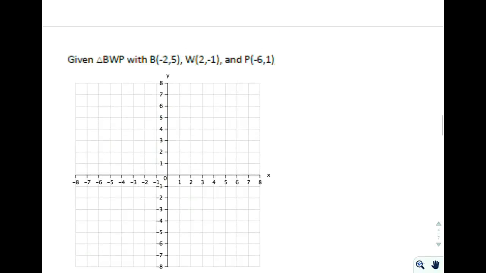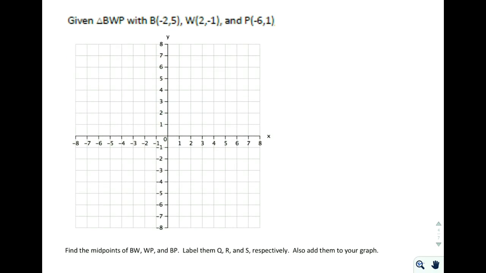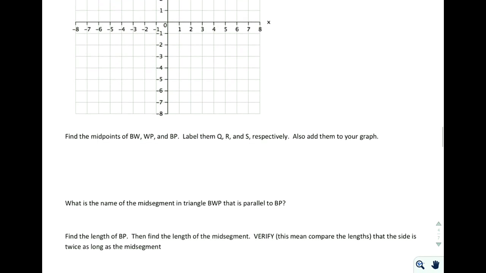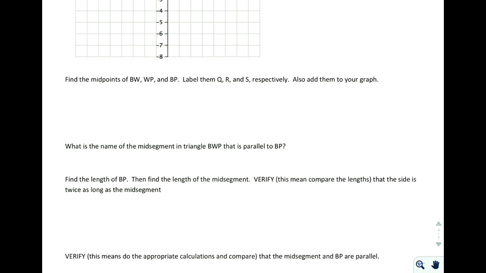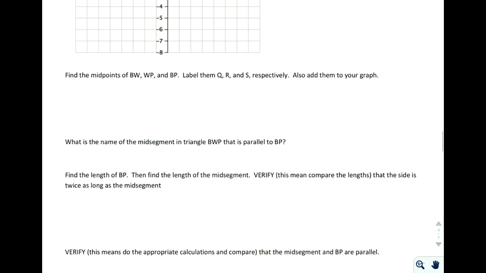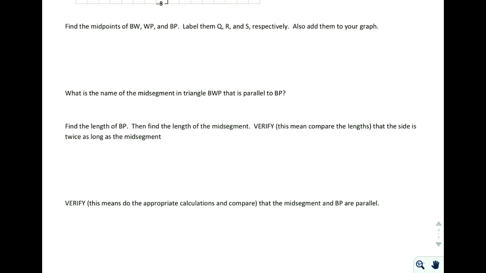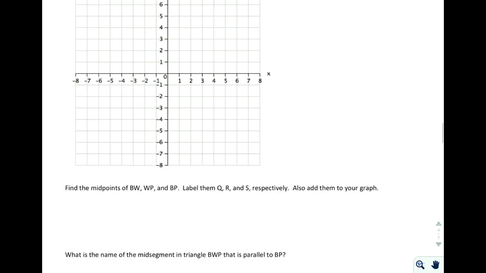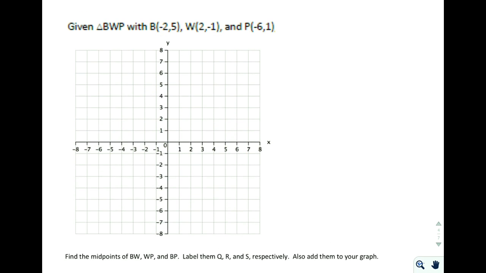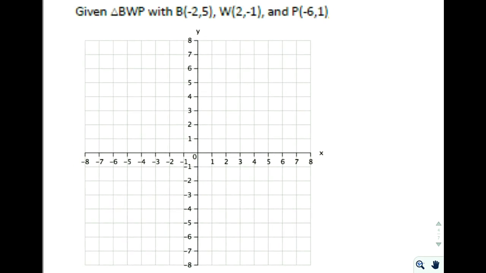We're starting up on the fourth page of this practice test here, and we are given a triangle and its coordinates. The things we're going to be asked to do is to find the midpoints and label them. We're going to be asked to find a mid-segment, find the length of the mid-segment and the segment that it's parallel to, and then find the slopes so that we can verify things are parallel. So we got a lot of stuff to do with this once we graph it. But let's start by graphing it.